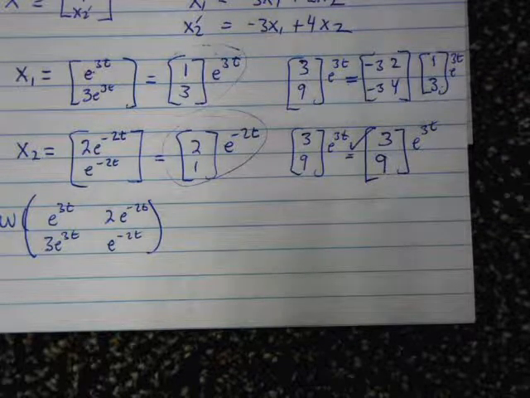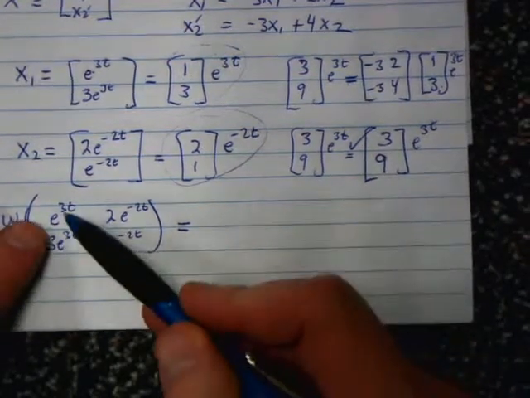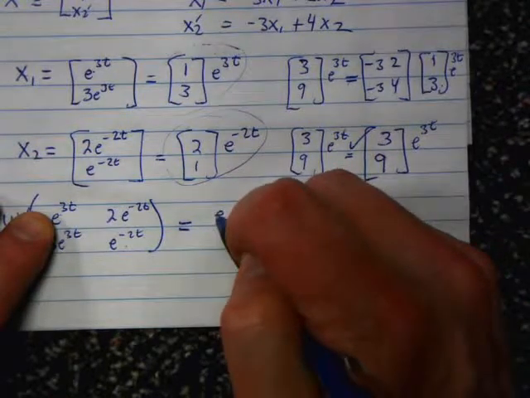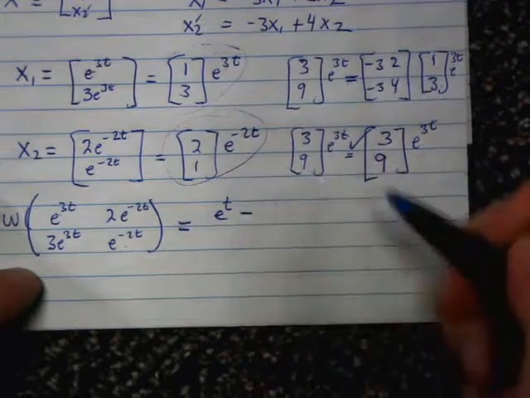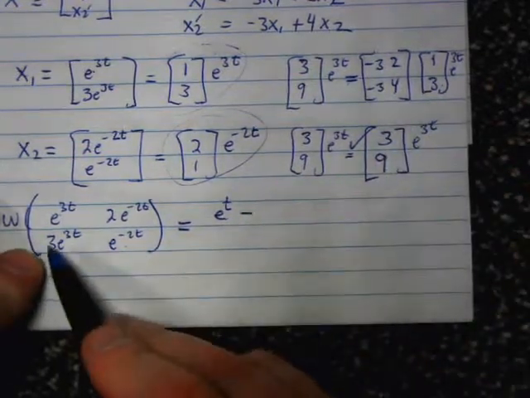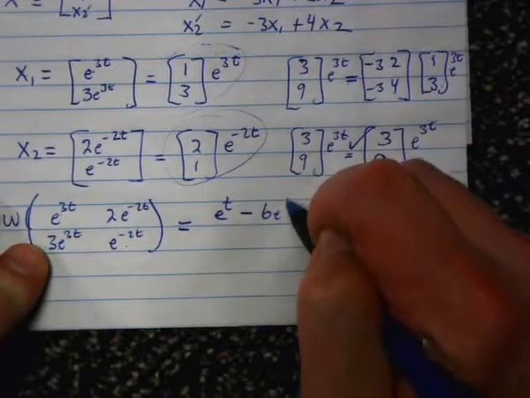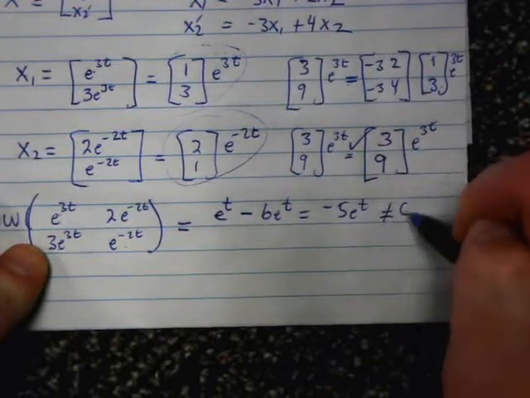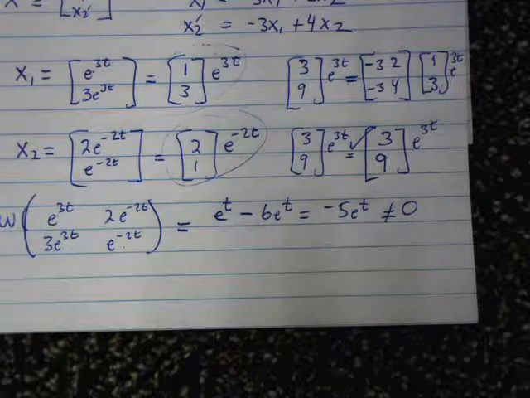You cross multiply to find the determinant. So I multiply this way. What's e to the 3t times e to the negative 2t? E to the t. Minus, I multiply the other way. That was 3e to the 3t times 2e to the negative 2t. 6e to the t. That's negative 5e to the t, which is not 0. So are those linearly independent? Yes, they are linearly independent because the Wronskian was not 0.